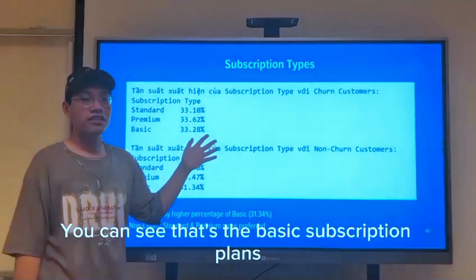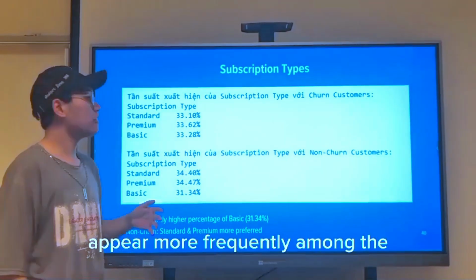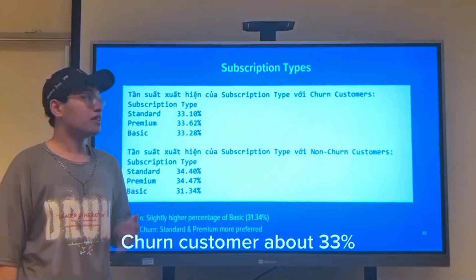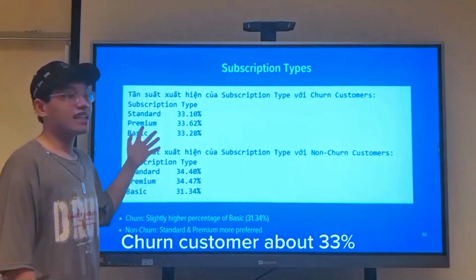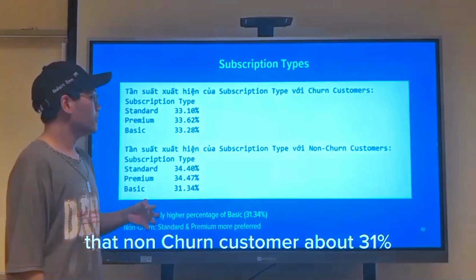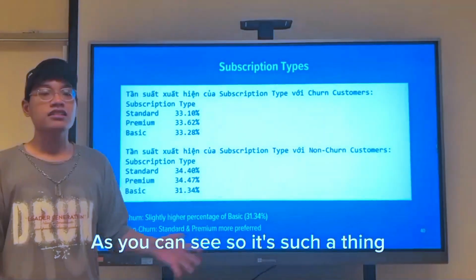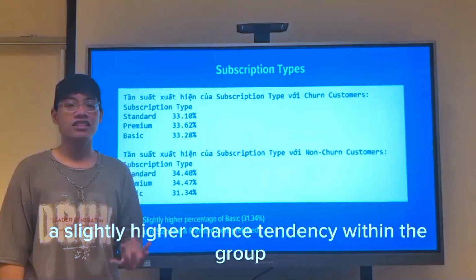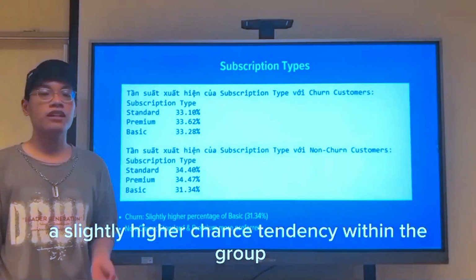About the subscription type, you can see that the basic subscription plan appears mostly among the churn customers, about 33%, and among the non-churn customers, about 31%, as you can see. So it's a slightly higher churn tendency within the group.